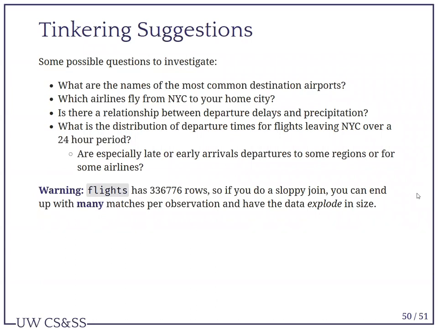One warning I have is that the flights data has 336,776 rows. So if you do a sloppy join, you can end up with many matches per observation, and your data will explode in size and you will crash your machine. This might not be true if you have a really cool computer, but my laptop is not big enough to support a sloppy join of this kind. So just note that if your computer crashes while you're working on this homework, maybe you need to go back and check the way that things got joined together.